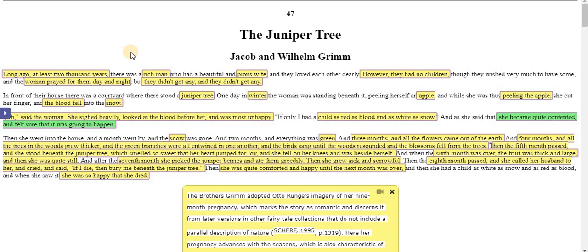Hey guys, in today's lecture, we will be discussing The Juniper Tree, a fairy tale written by the brothers Grimm, namely Jacob and Wilhelm Grimm. Now this story on the outside might appear as a gruesome tale, but on the inside it has multiple layers of meaning. So it's like peeling an onion.